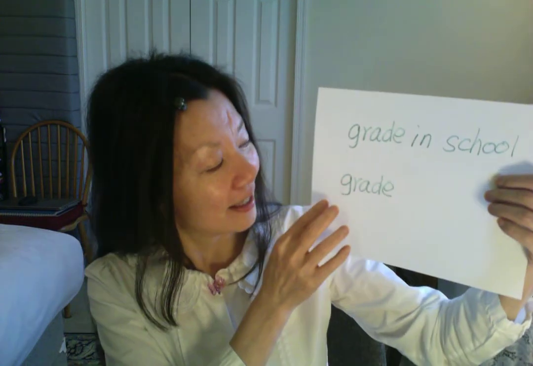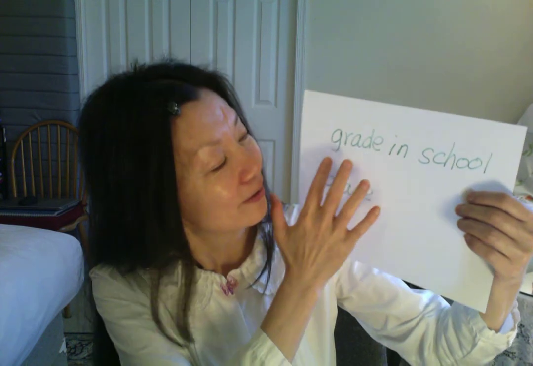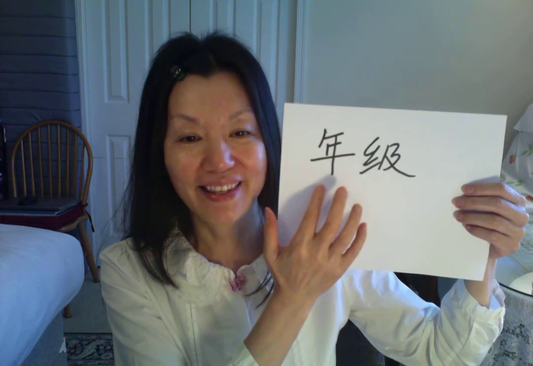Grade in class. Okay. In Chinese, they say 年级. Maybe you know this one. 年 is a character, by itself it means a year. Lesson 3 was talking about age, right? Or year. 年, okay. 级 by itself is a level. 年级.